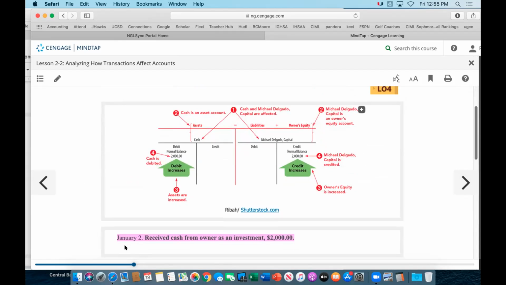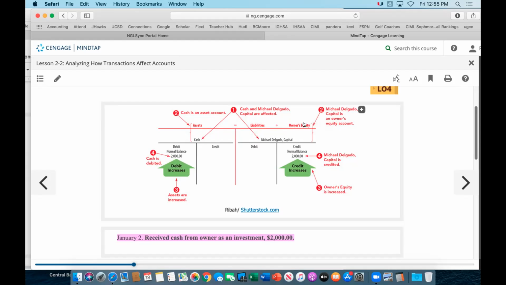So when we have our first transaction up here, it says receive cash from the owner's investment. So which two accounts are affected? Cash and the capital, Michael Delgado's capital. Okay, what kind of accounts are these? Cash is an asset. Michael Delgado is an owner's equity.